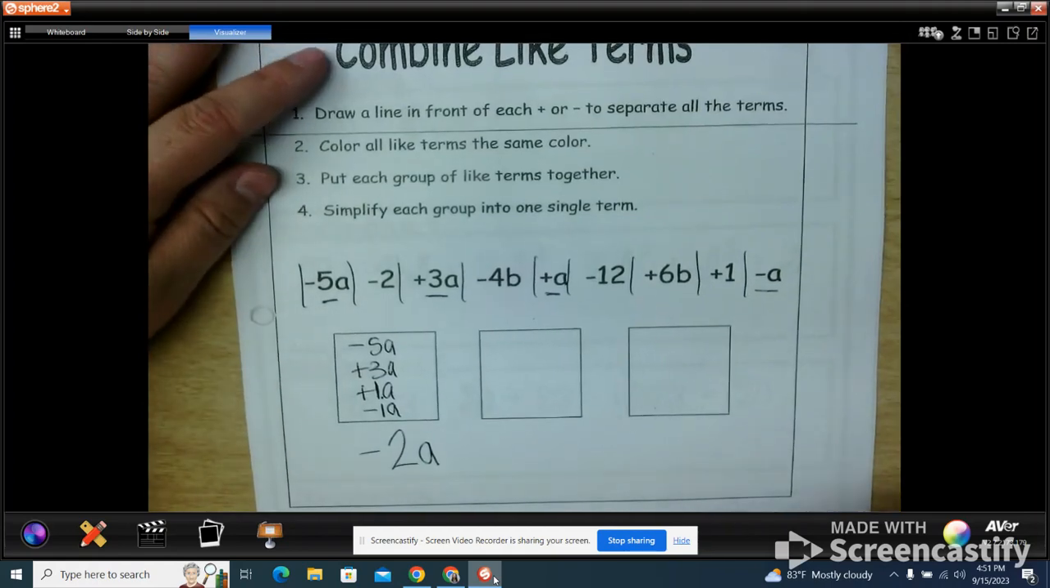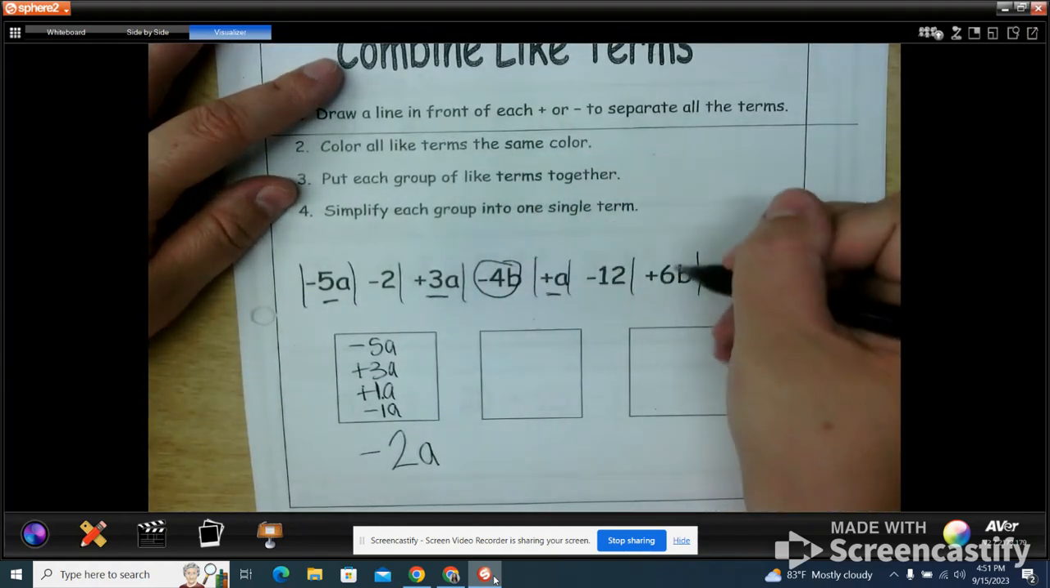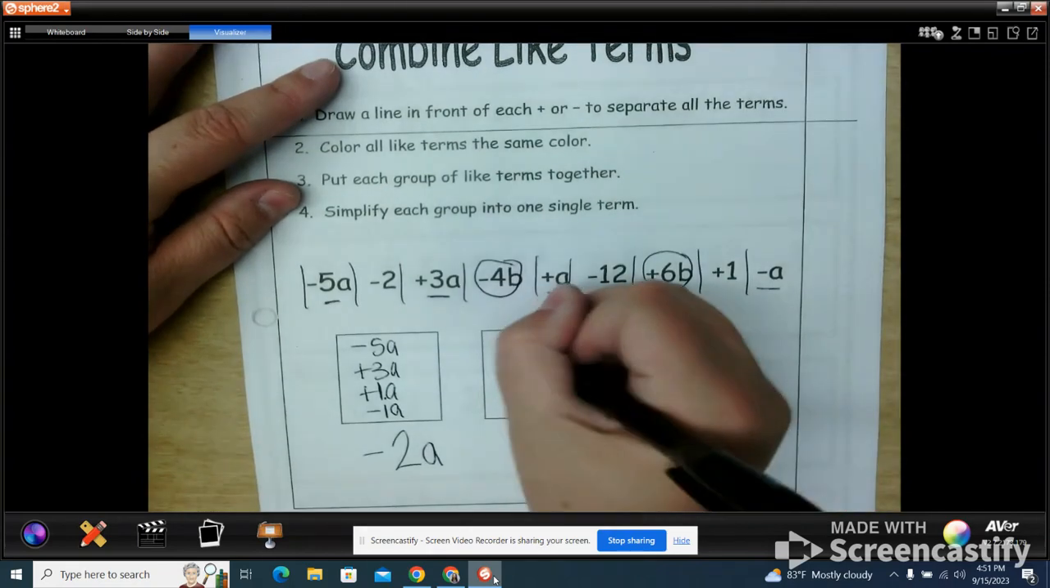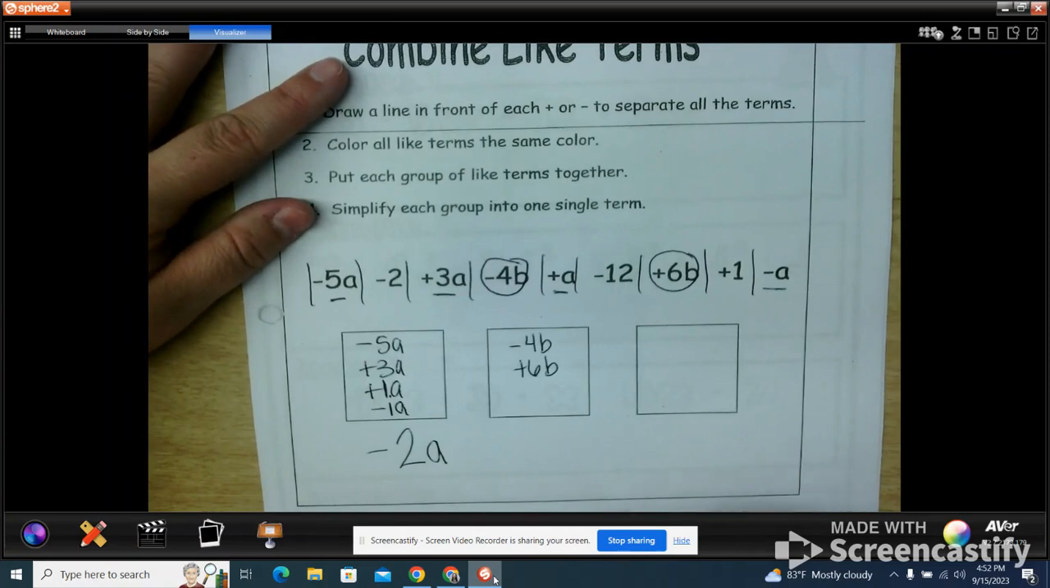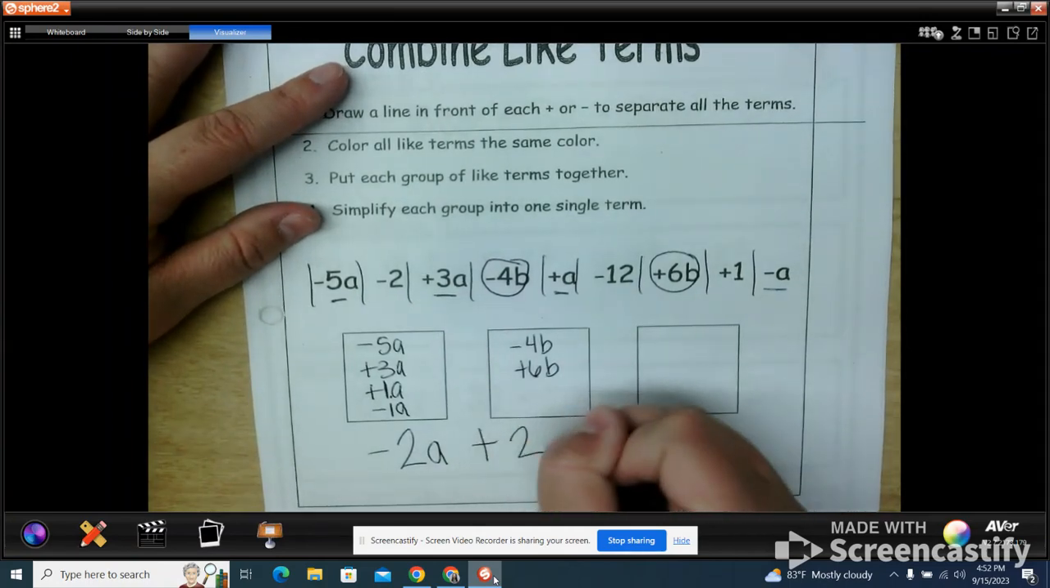Next, look at my B's. So I've got negative 4B and a plus 6B. So I'm going to combine those together, which is going to give me 2B, a plus 2B.